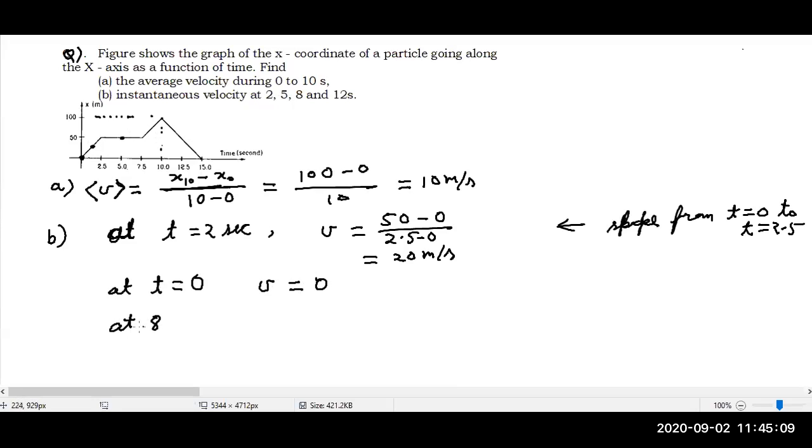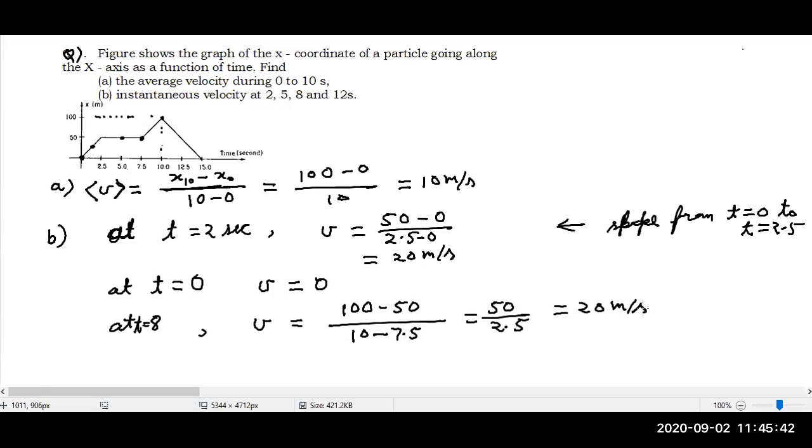At 8 seconds, t equal to 8. So 8 is lying between this point and this point, means t equal to 7.5 and t equal to 10. So how do we write velocity here? The change of position. Here it is 100, and here it is 50. So position is changing from 50 to 100, and the time is changing from 7.5 to 10. What we can write is 50 by 2.5. So again we are getting 20 meter per second.